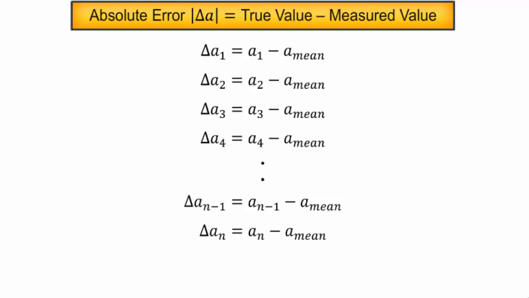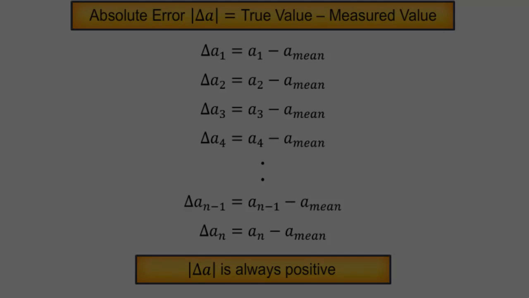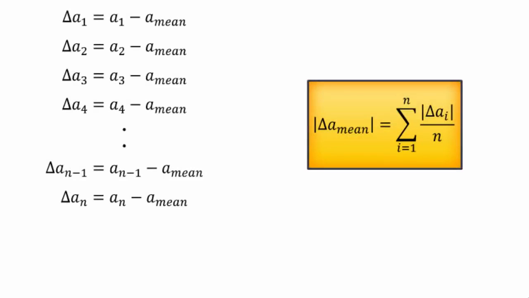Individual error, delta A, may be positive or negative. However, absolute error, mod delta A, is always positive. Mean absolute error is the arithmetic mean of absolute errors of all measurements.